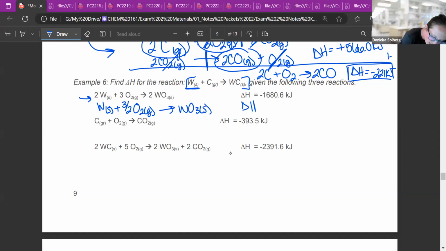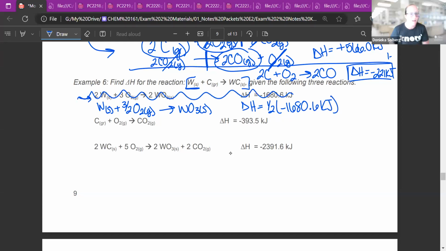Whatever I did to the equation, I also have to do over here. So it's a half of whatever negative 1680.6 kilojoules is. Okay, so now I did that. I can ignore that equation. All right, I rewrote it the way that I needed it.